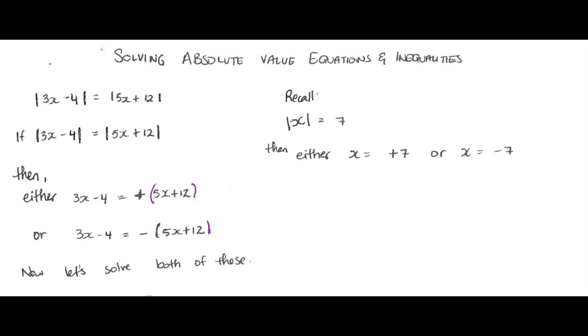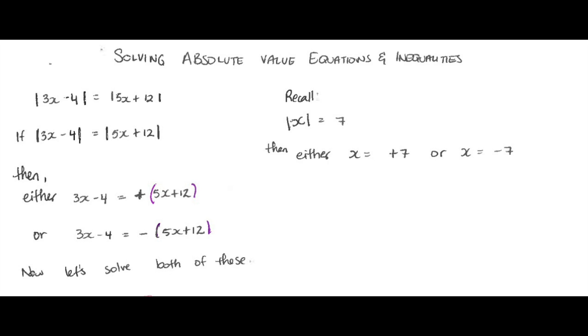Okay, so let's look at a tricky example. You should see on your screen the following equation: the absolute value of 3x minus 4 is equal to the absolute value of 5x plus 12.